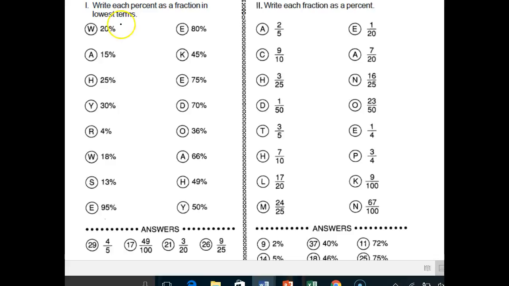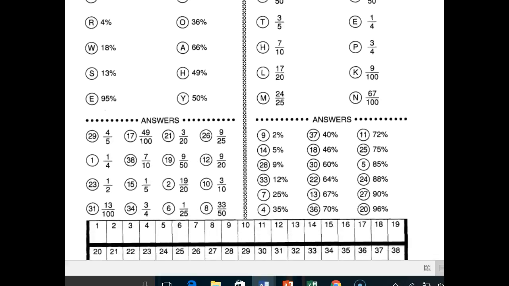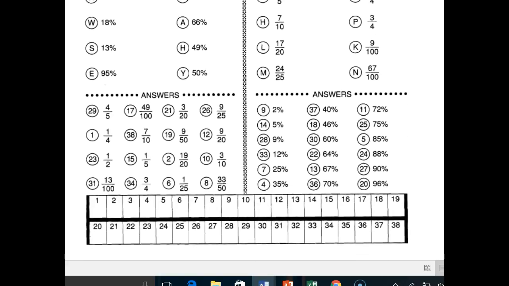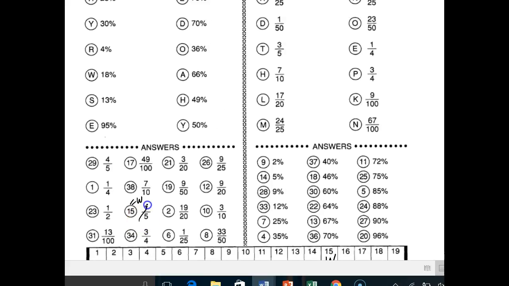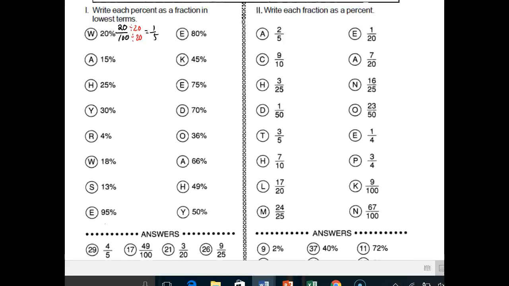So for instance, 20% is 20 over 100. What can I divide 20 and 100 by? Well, it turns out I can divide them both by 20. And what does that get me? It gets me 1/5. So 20% gets me 1/5. I want to go down here and find 1/5, and it's there. So I'll say, 15 is W. I'll take a W and put it on 15. Now 1/5 is over with, so it shouldn't be an answer choice anymore.